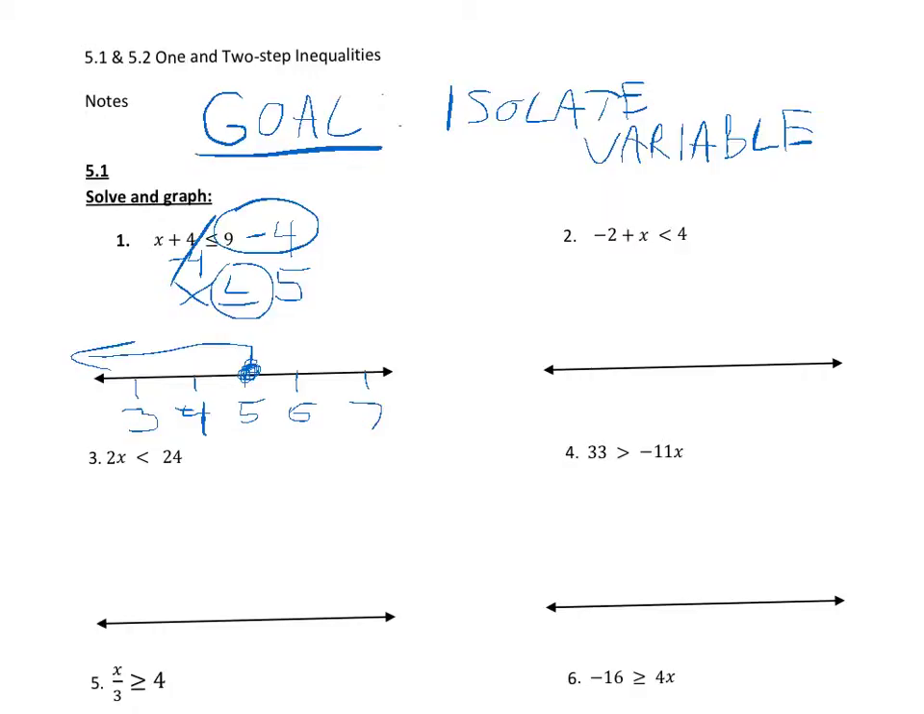So in an equation, you just get one solution. Here, there's infinitely many. 5, this is a solution, 4 is a solution, 3 is a solution, 2, 1, and all the way to negative infinity.